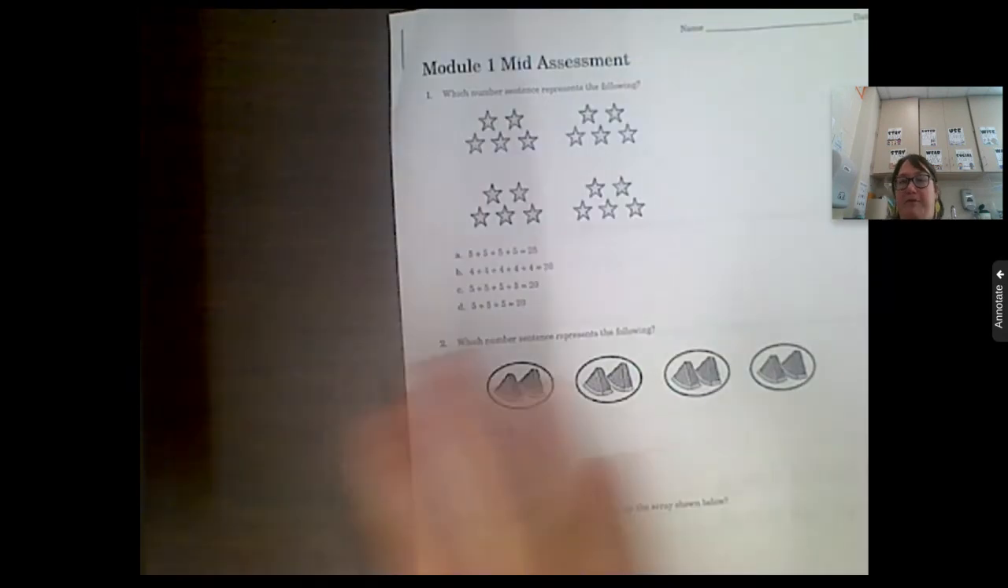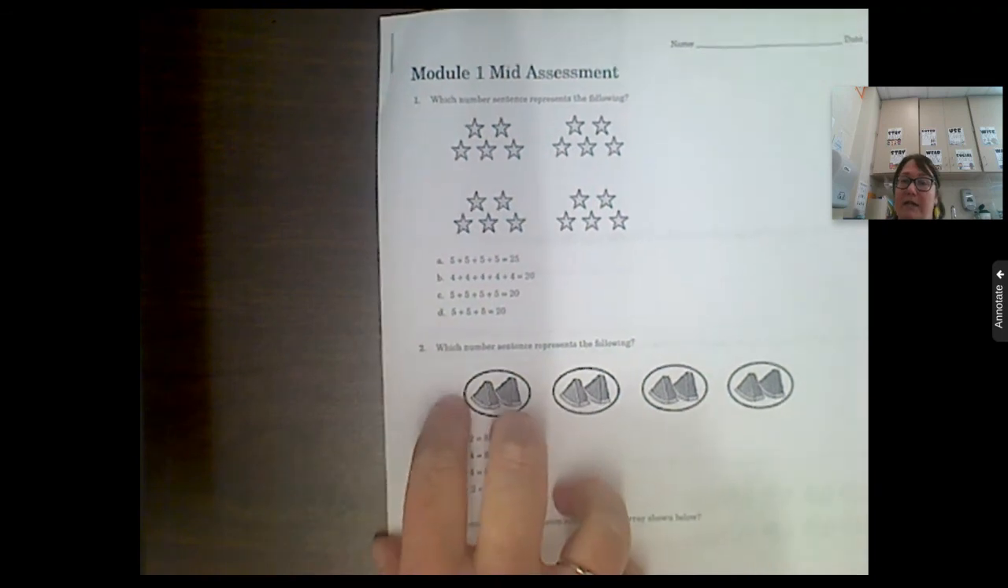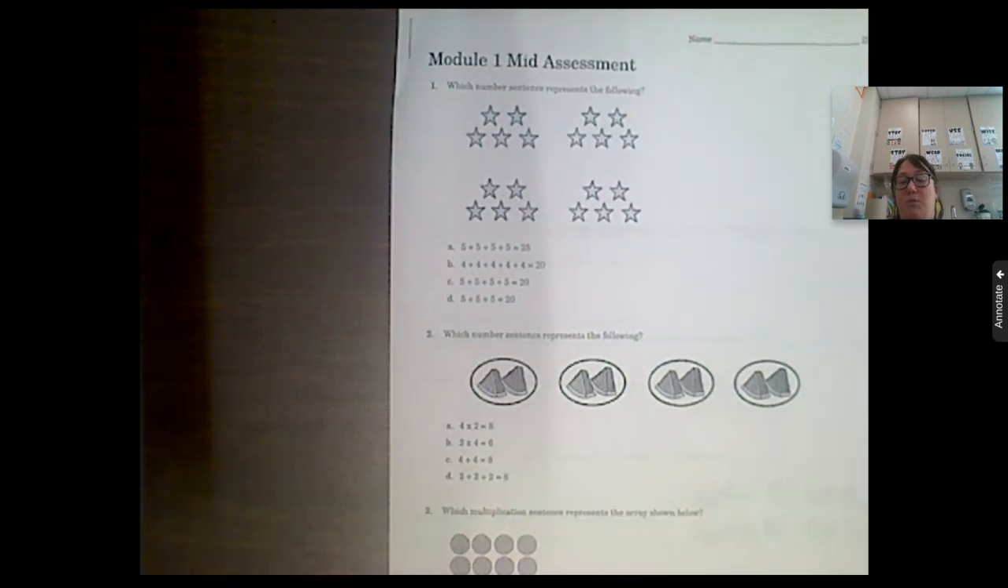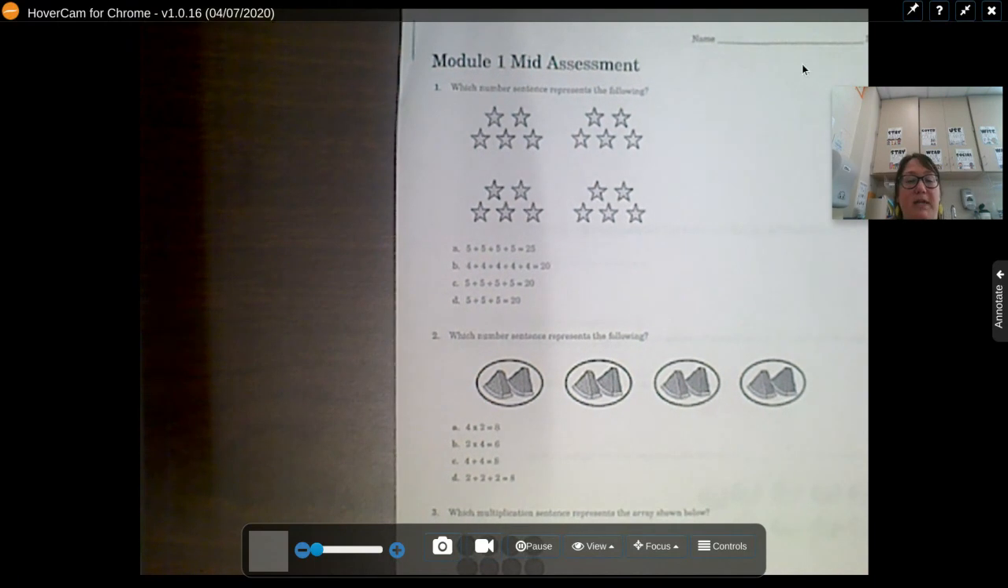But work really hard. If you want to take a brain break before you go into your mid-module assessment, do that. Make sure you're working independently on your own. This is what you can do on your own, and we'll work from there. Okay? I am proud of all your hard work, so keep it up, and I will talk to you soon.